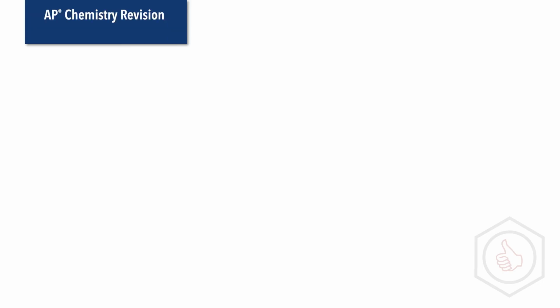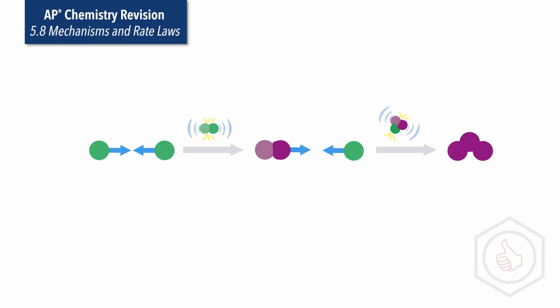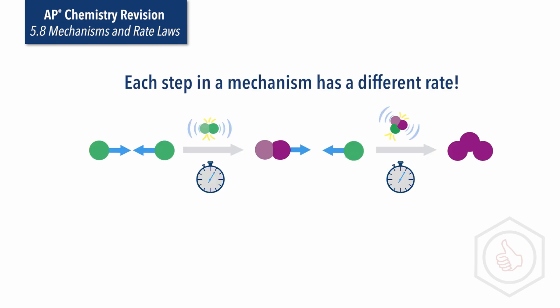Hello, so this is a revision video for AP Chemistry 5.8, Reaction Mechanisms and Rate Laws. In a multi-step reaction, not all steps occur at the same rate. The step that is the slowest is called the rate-limiting step, also called the rate-determining step. And it is this step that determines how fast the overall reaction proceeds.